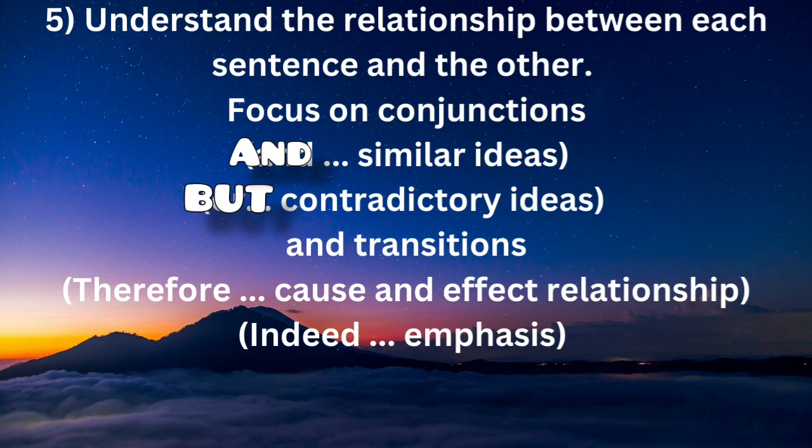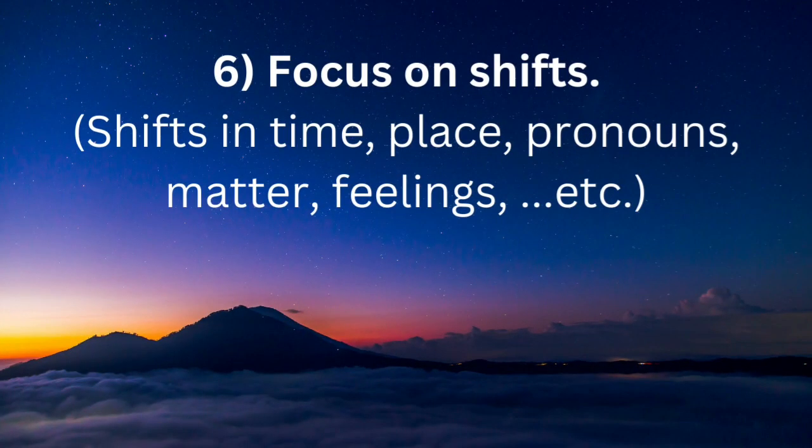Number 5, understand the relationship between each sentence and the other. Focus on conjunctions. Conjunctions connect sentences, so when I find two sentences that are connected by the word and, then they do have similar ideas. But when I find two sentences that are connected by but, then they do reflect contradictory ideas. And also focus on transitions. Transitions connect ideas, so when I find two ideas connected by therefore, that means they do have a cause and effect relationship. But when I find two sentences that are connected by indeed, then the second sentence is emphasizing the first one.